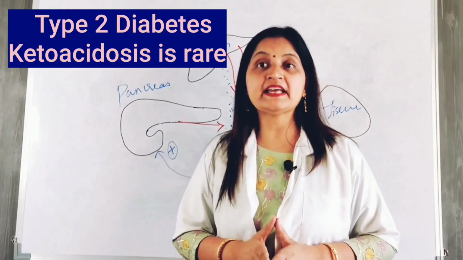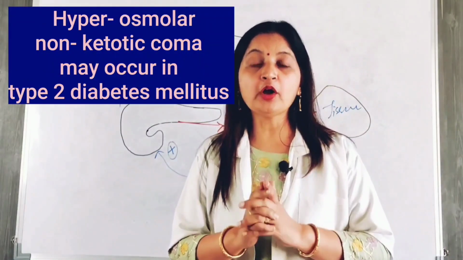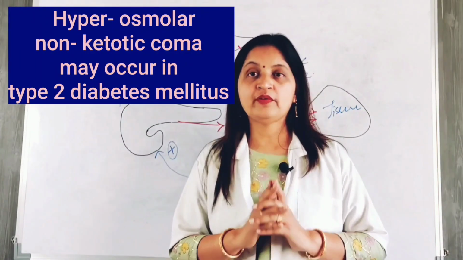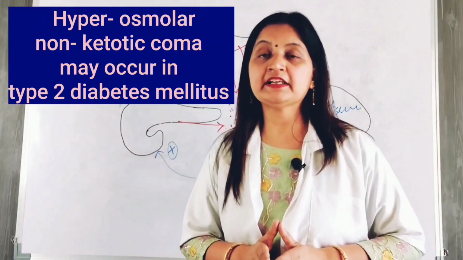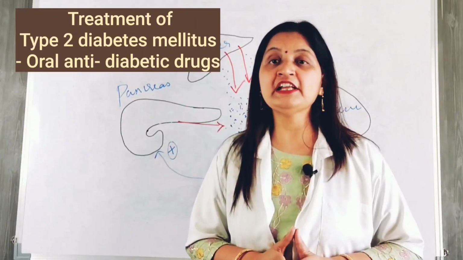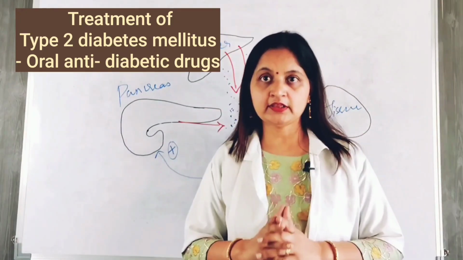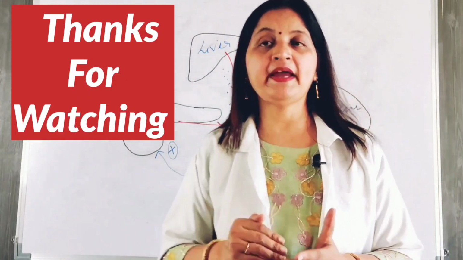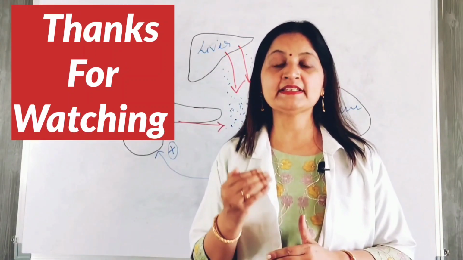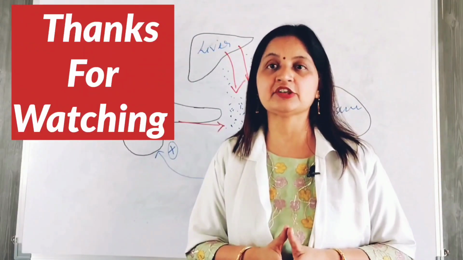However, extreme hyperglycemia can increase the osmolarity of the blood, causing hyperosmolar non-ketotic coma, which occurs in type 2 diabetes mellitus. So with respect to treatment, type 2 diabetes mellitus patients can be managed with oral anti-diabetic drugs, and if the patient fails to respond to oral anti-diabetic drugs, he can be treated with insulin. So in this way, type 1 diabetes mellitus can be compared with type 2 diabetes mellitus with respect to its age of onset, obesity, family history, pancreatic function, pathogenesis and clinical presentation.